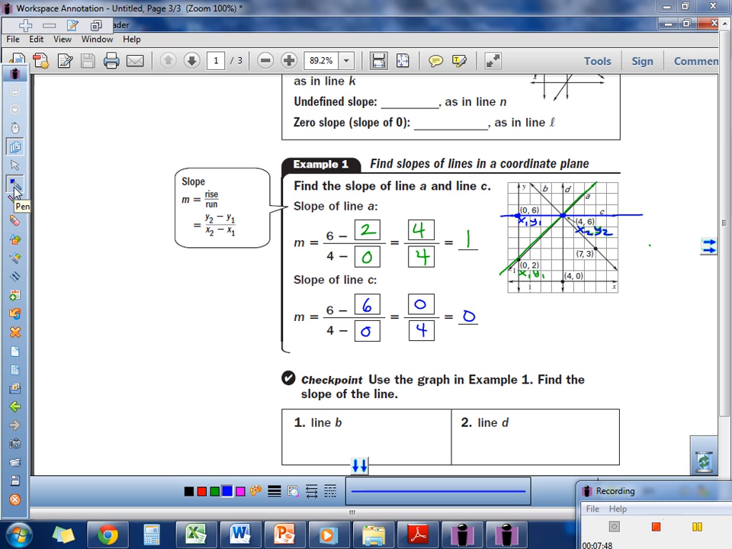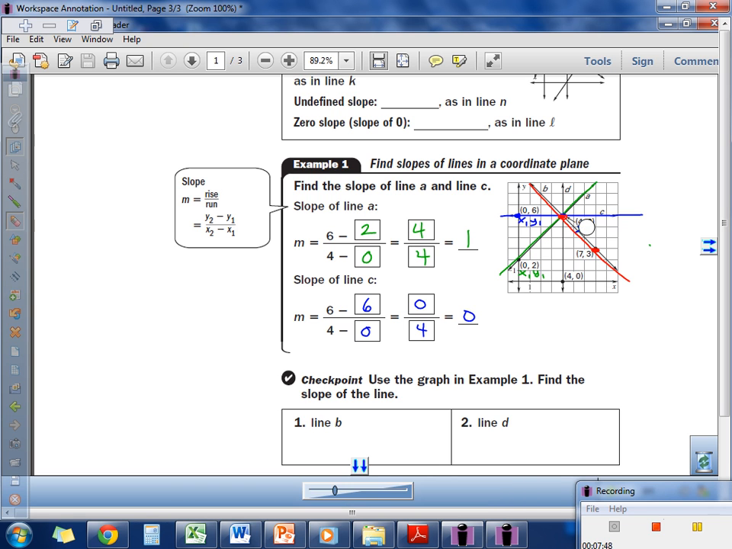Let's look at it carefully. I'll pick a new color. Line B is down through here. I see that it's going down left to right. That's a negative slope. So I know I should have a negative slope on that answer. If you don't have negative slope, you probably made a mistake. I have 2 points on this line. Which one is the leftmost? The 4, 6. All right, so that's my X1, Y1. This one's rightmost, so this is X2, Y2.